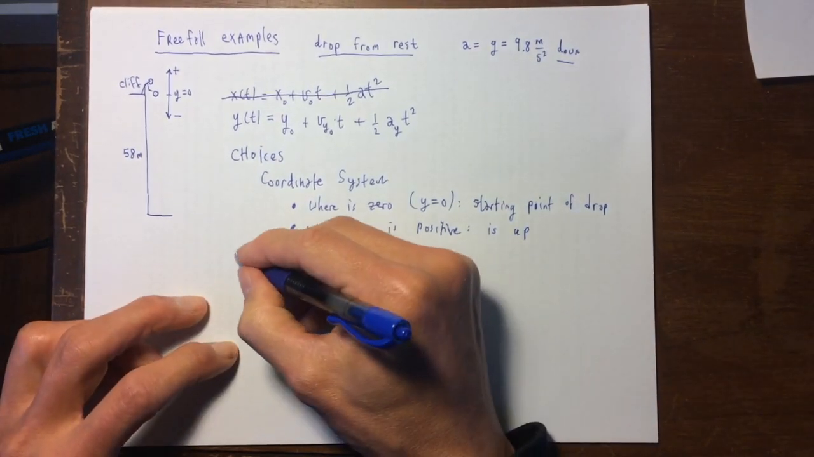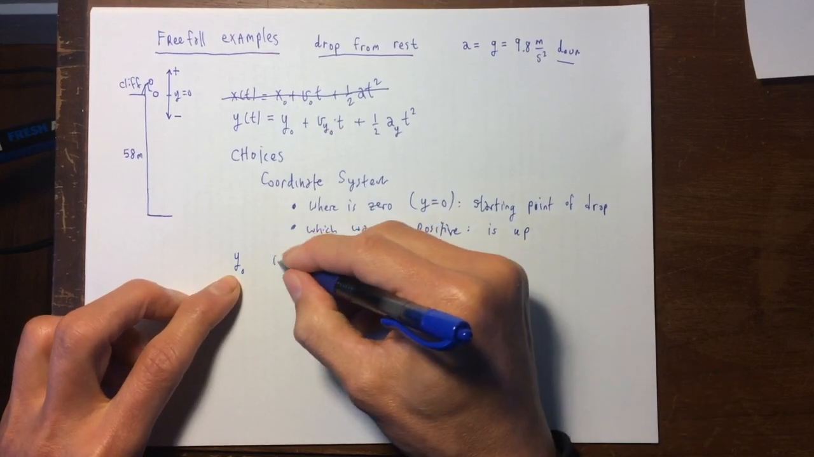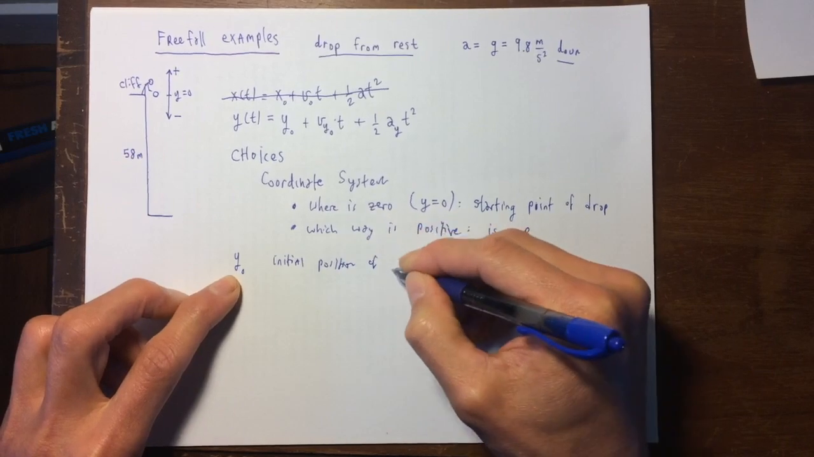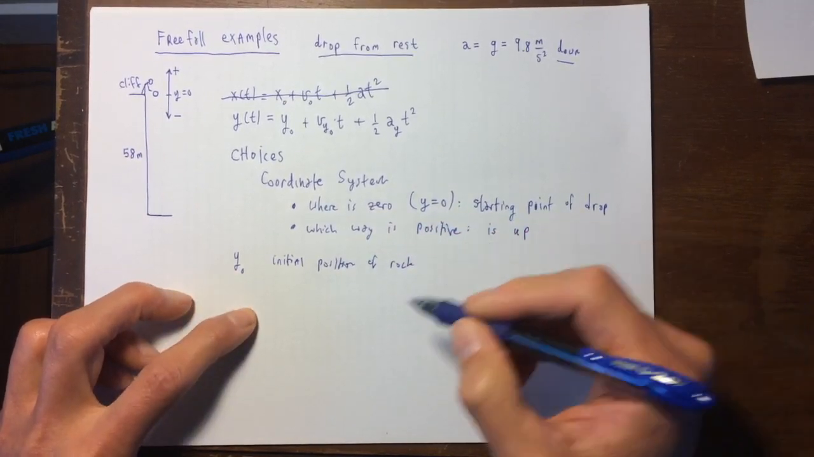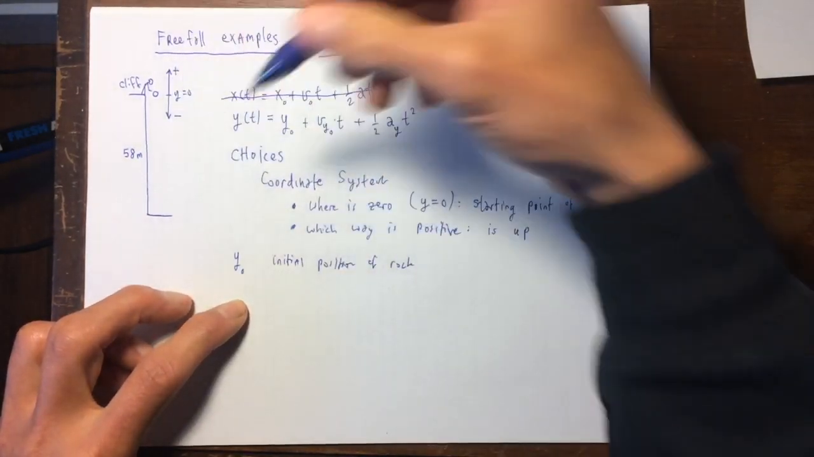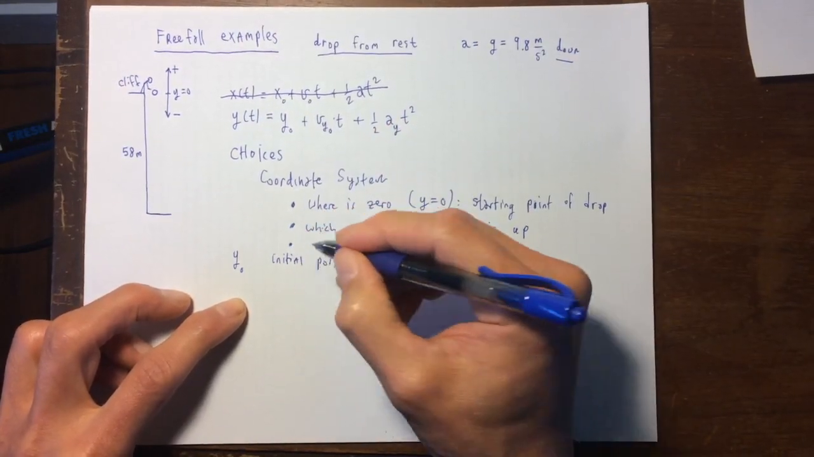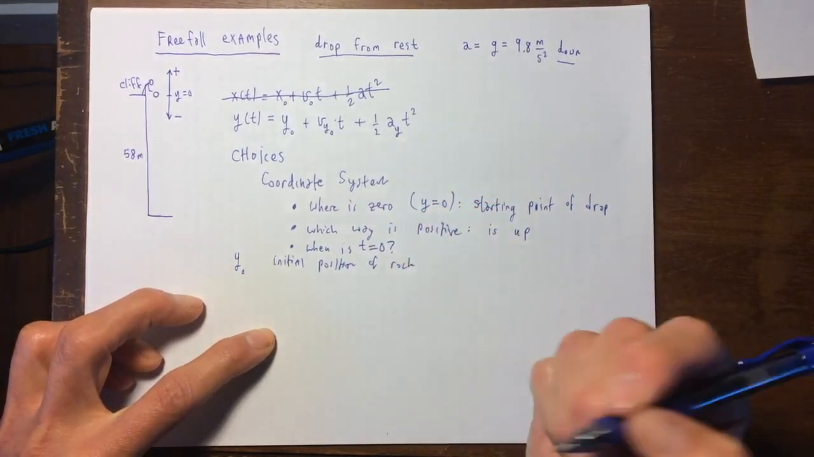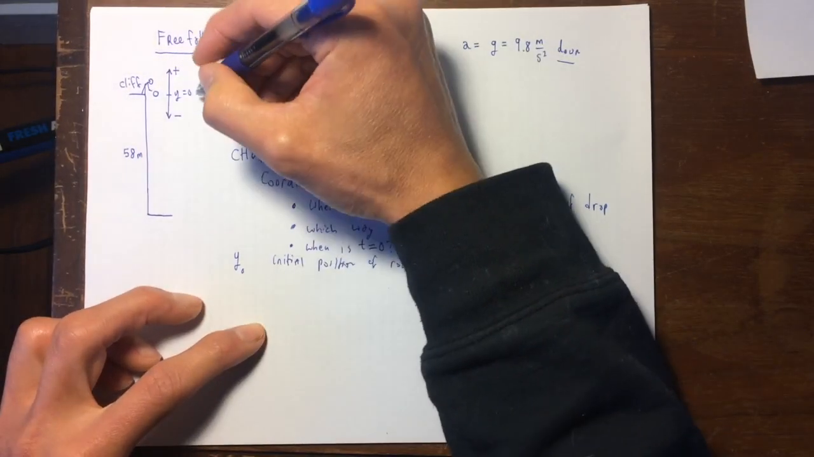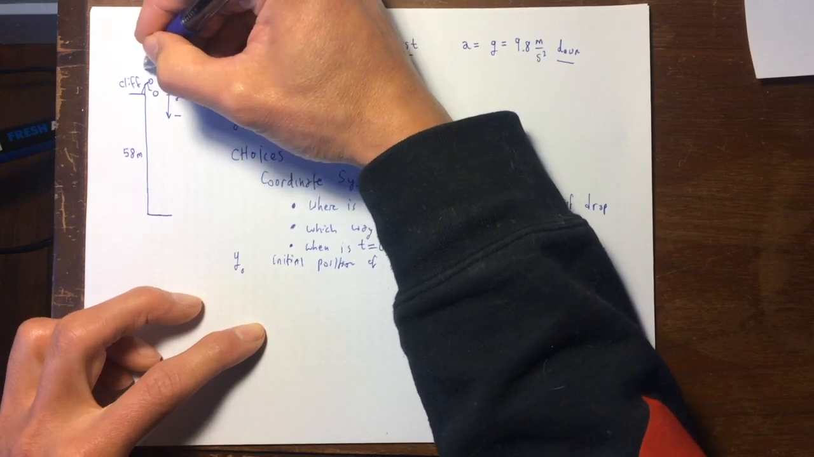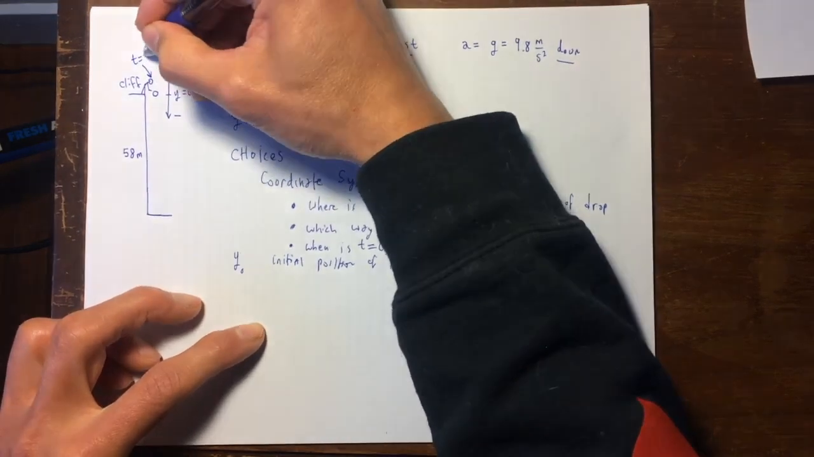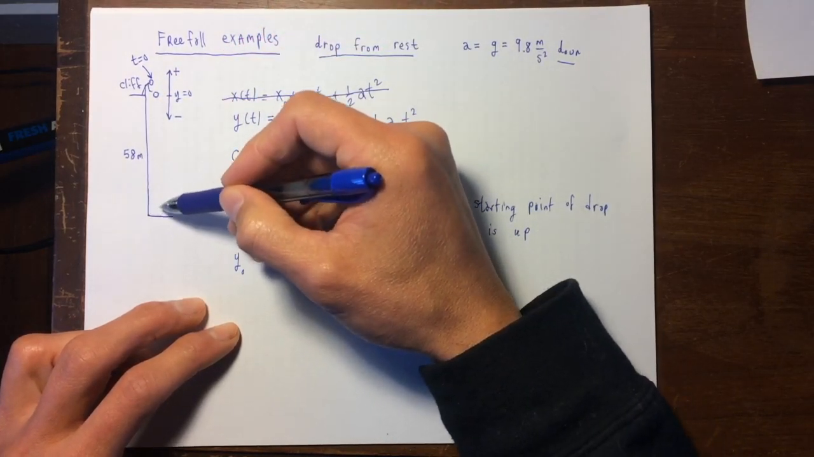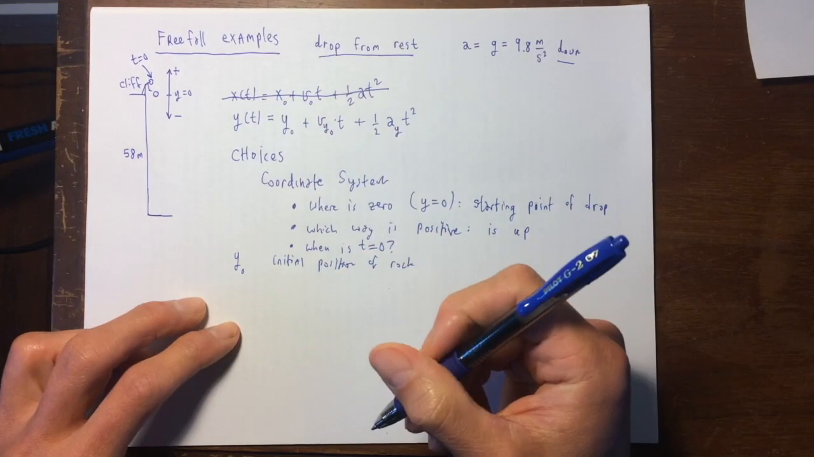So y sub 0 is the initial position of the rock at time t equal to 0. This is actually another coordinate system choice: when is t equals 0. So I'm going to choose right here as t equals 0, and when the rock reaches the bottom finally, that's some later time, and maybe that'll be a goal of our problem.